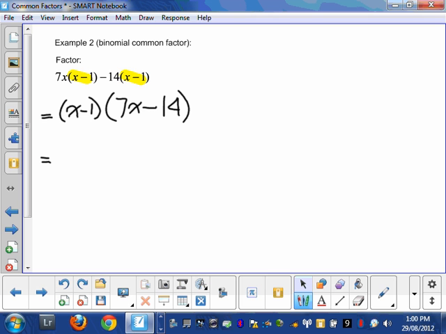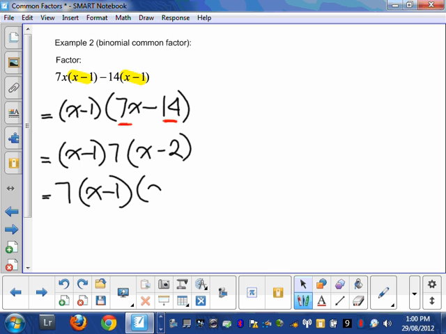Am I done? No, not yet, because looking at the second binomial, 7 and 14 have a common numerical factor of 7. So we can factor out 7. And let's see what's left. x minus 2. Good, but do we like this notation? No. The rule is the numerical coefficient comes first, then the first binomial, and the second binomial in whatever order. So there you go. The factored form of the expression given is 7 times x minus 1 times x minus 2.